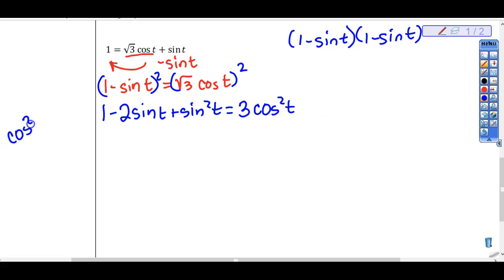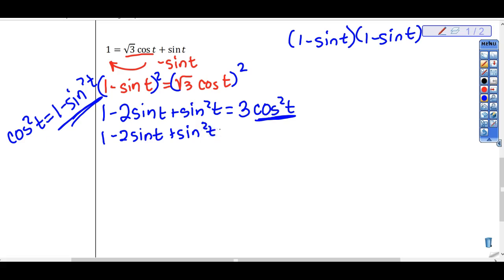Okay, so we know that cosine squared t exists in the Pythagorean identity, right, with sine. So that would be 1 minus sine squared t, right? So I'm going to replace this with this. So we have 1 minus 2 sine t plus sine squared t on the left equals 3 times, now I'm replacing cosine squared with a binomial term, or set of terms here. So parentheses. So if I had my highlighter, I wish I had my iPad because I'd highlight those two things. I'm using substitution right there.